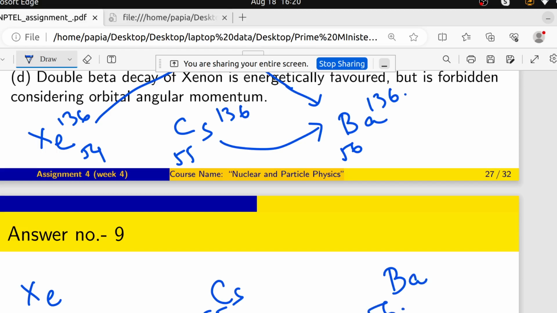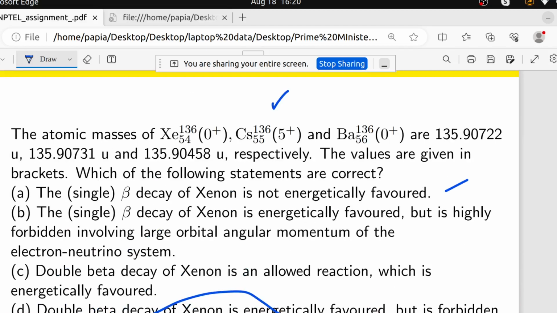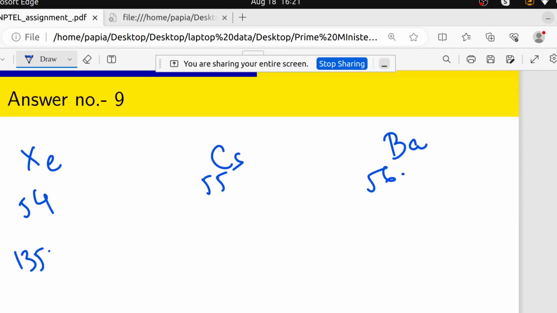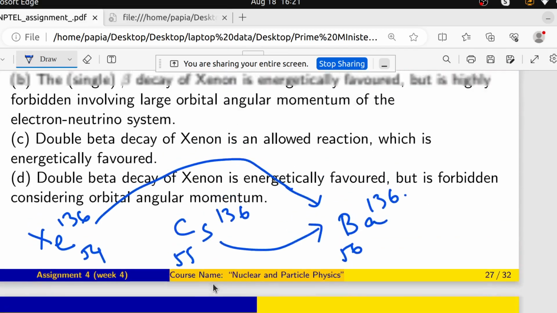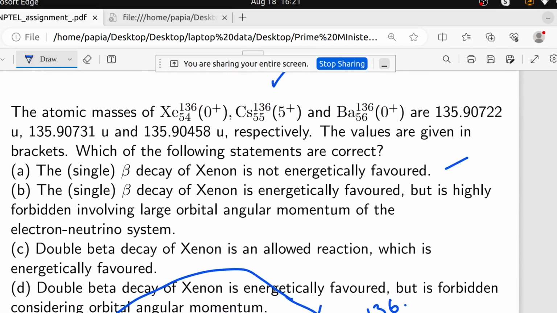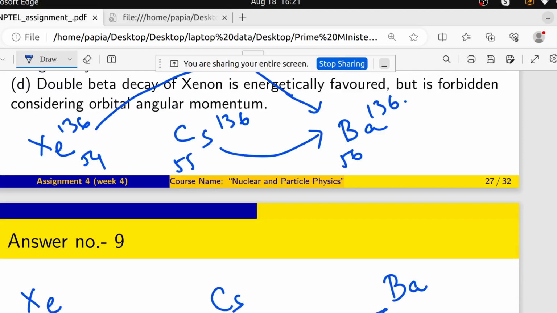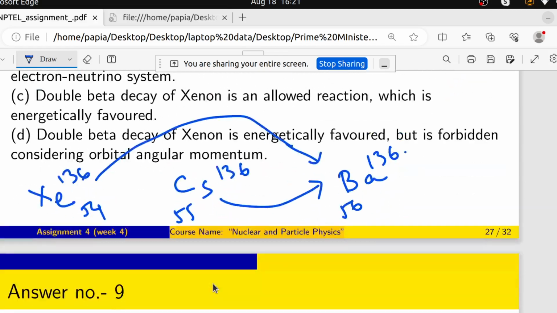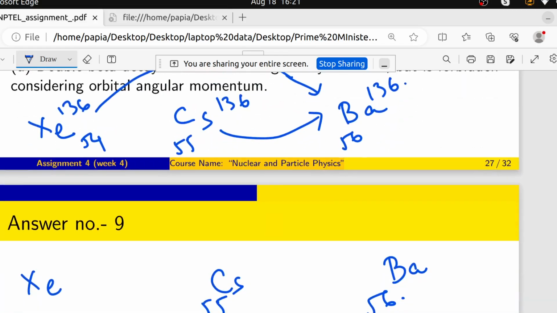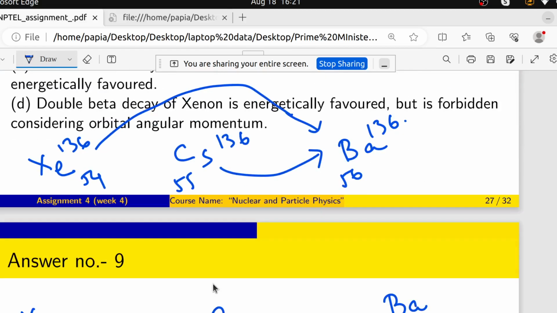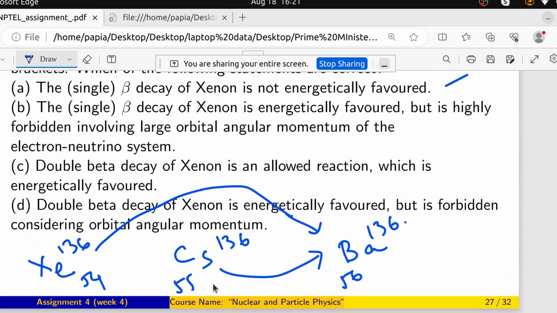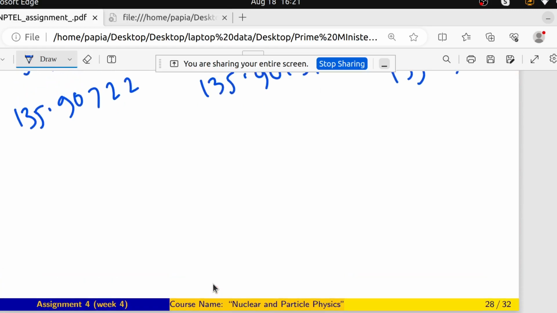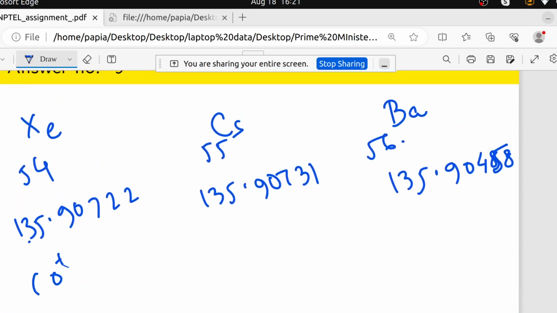Barium 56. Now I am just going to write the mass of this: 135.90722, then 135.90731, 135.90731, and this one is 135.90458, I think, yes, 458. And let me write here again the ΔI value: 0 plus 5 plus 0 plus.